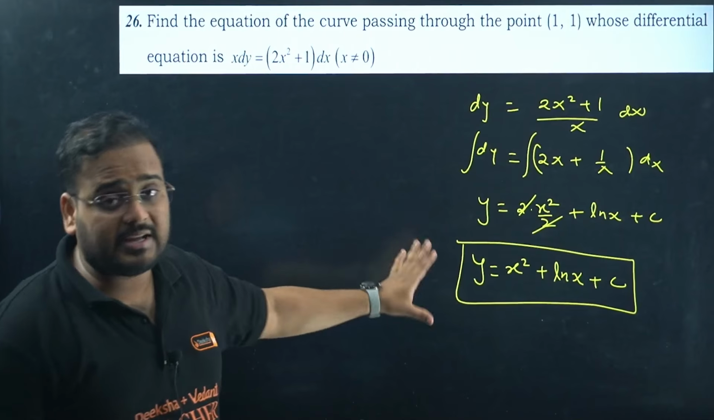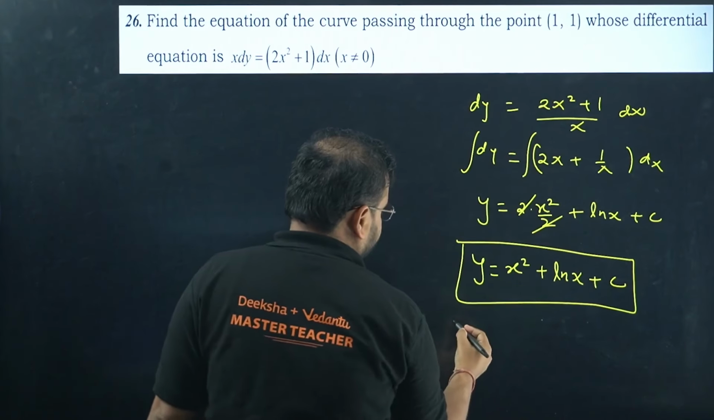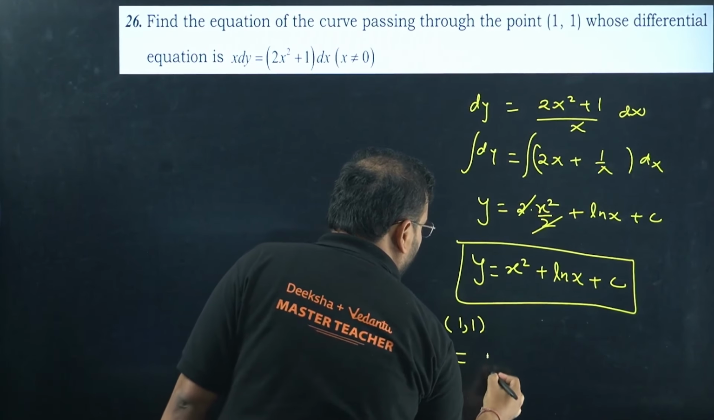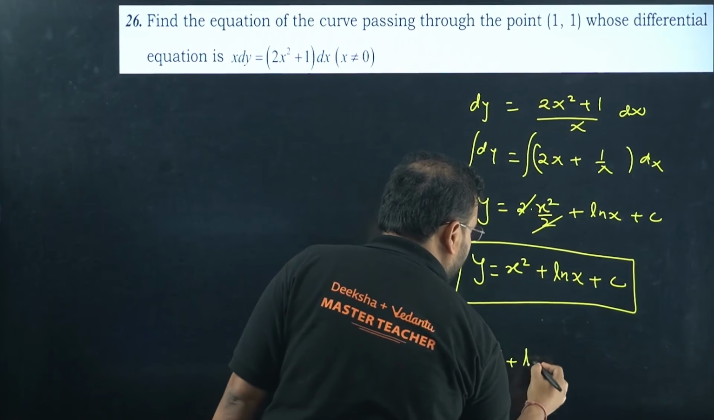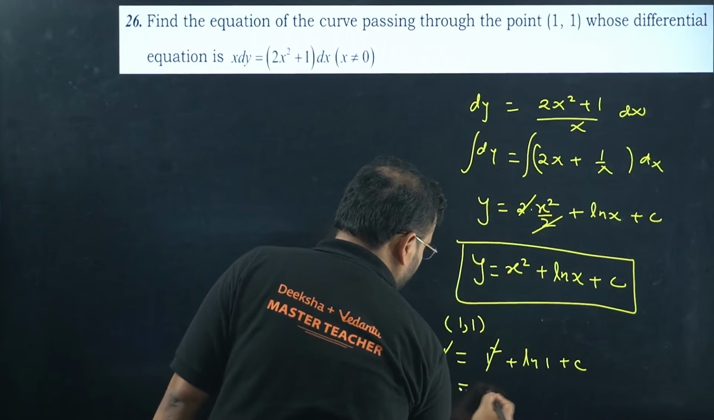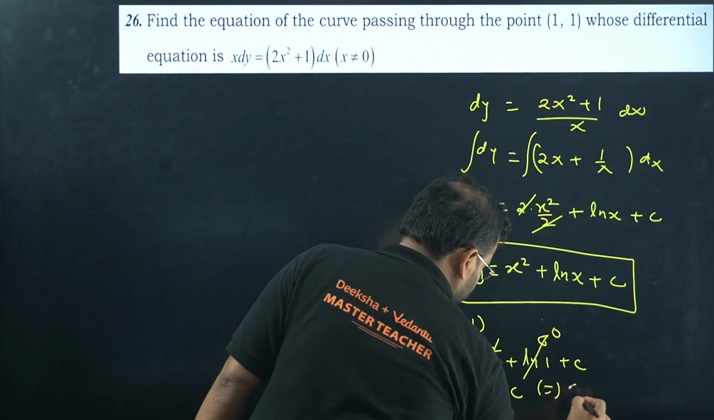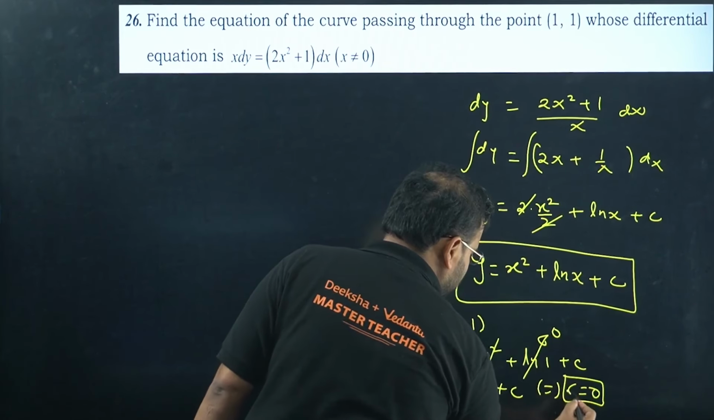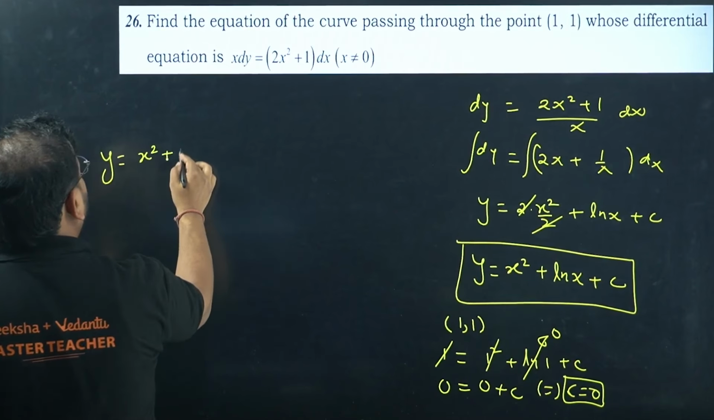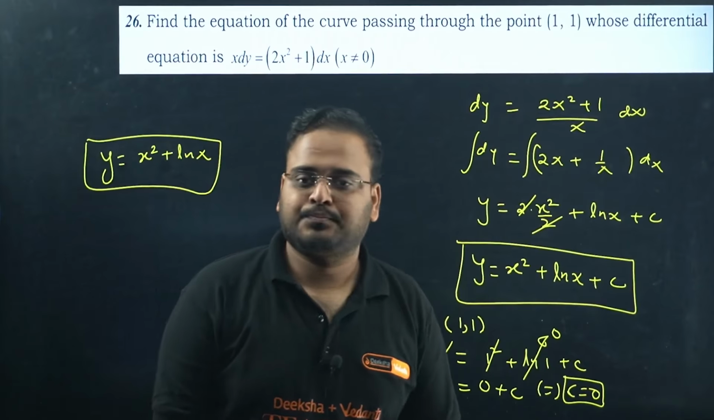You can see the questions are very nice. Now put the value of x as 1, y as 1. It passes through the point (1, 1), which means y is also 1. So 1 equals 1 square plus ln of 1 plus c. This is cancelled, so 0 equals 0 plus c. So c has to be 0. So my final answer becomes y equals x square plus ln x, because c is 0.